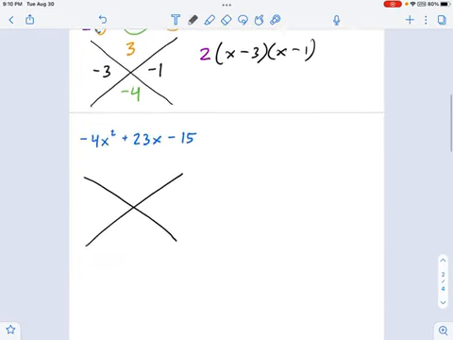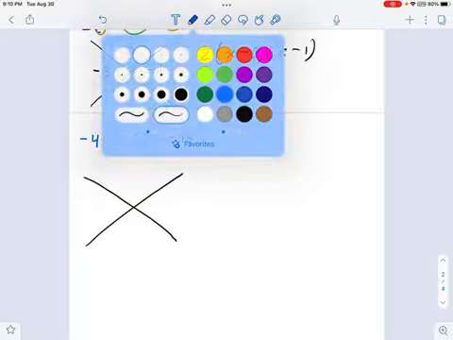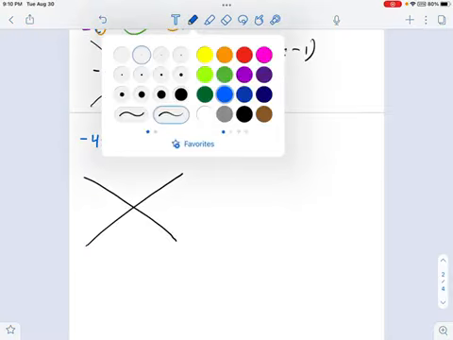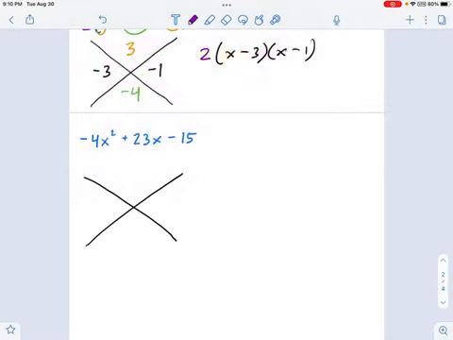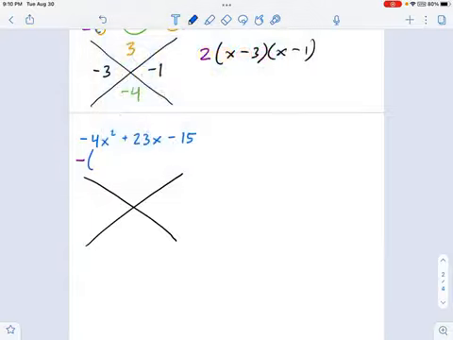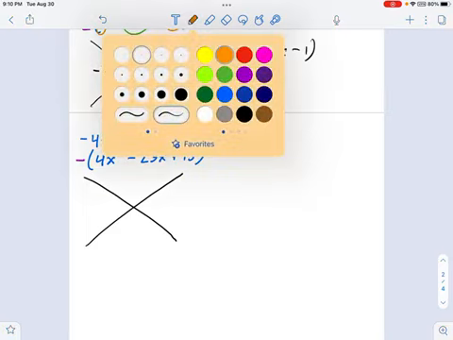This last one, if you look at it, you might think there's no GCF, right? 4 and 23. I mean, 23 is a prime number, so we're in a tough spot. But if you look more closely, you'll notice there is a negative sign. I can factor that out. It's not doing a whole lot of good, but it is a GCF. So let's factor out the negative sign and rewrite this as negative times 4x squared minus 23x plus 15. Now, we'll save that negative sign for later. Okay, we're going to use that at the end.